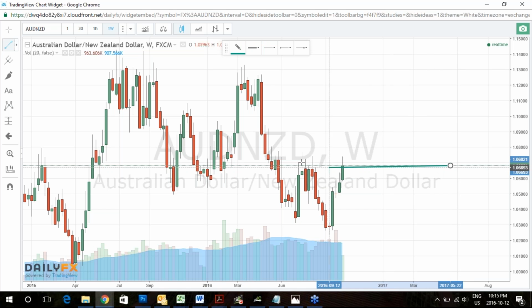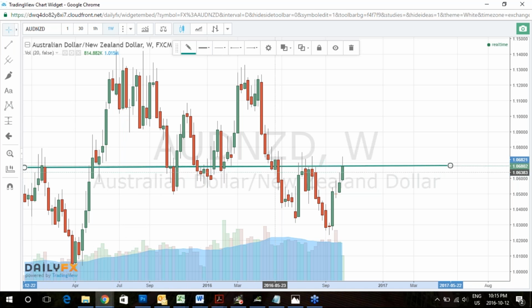So I'm going to draw a resistance line right at the top, over here, and you want to make sure that you extend it enough so you can see what's on your left. Here you can see the very latest candle was at resistance. If you look left, the price was also rejected from this level in the past. This is 1, 2, 3, 4, 5, 6, 7 weeks before, so that's a long time.